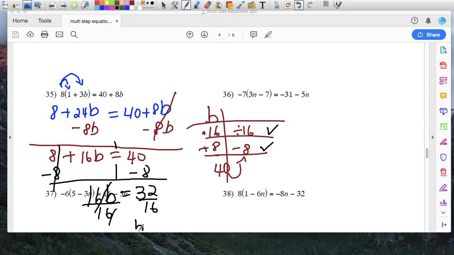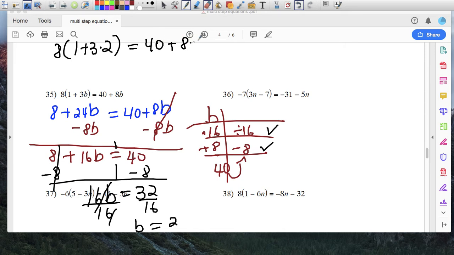And I get that b equals 2. 32 divided by 16 is 2. So, substitution. Wherever I see the b, I'm going to put a 2. So it's going to be 8 times, parentheses, 1 plus 3 times 2, equals 40 plus 8 times 2. Inside the parentheses, the 8 is going to hang outside for a second. 3 times 2 is 6, 6 plus 1 is 7. So that's what I have left over.